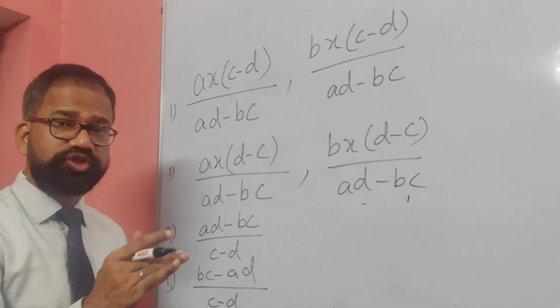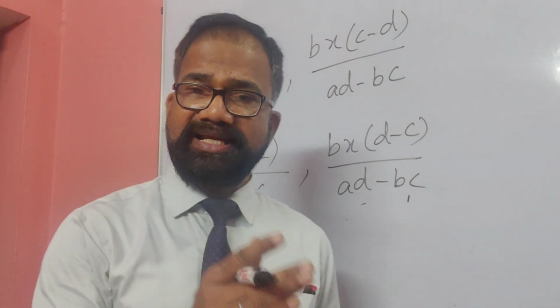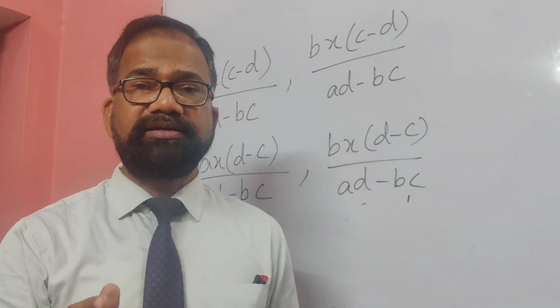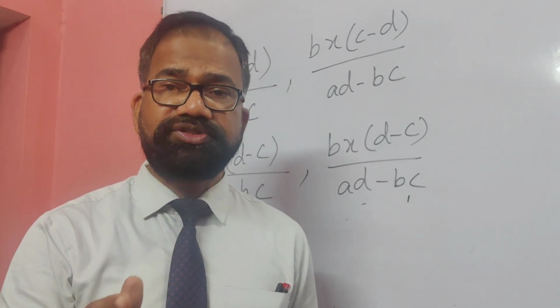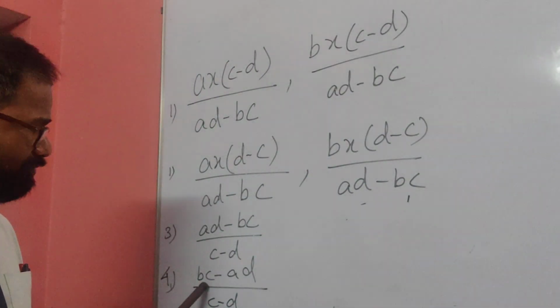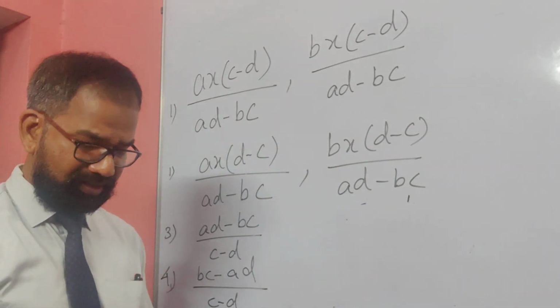And in case, what should be subtracted? If the ratio between two numbers is A ratio B, and what should be subtracted so that the ratio becomes C ratio D? Your answer will be BC minus AD upon C minus D.